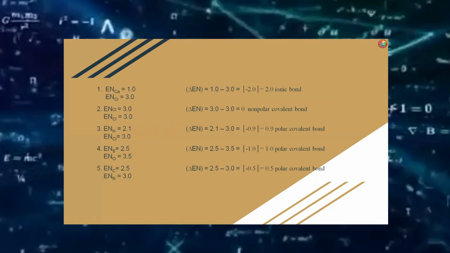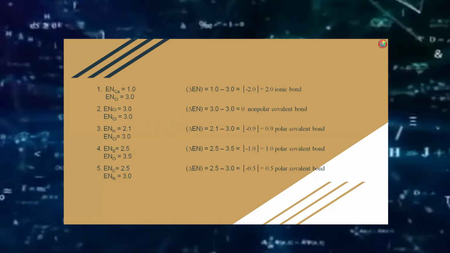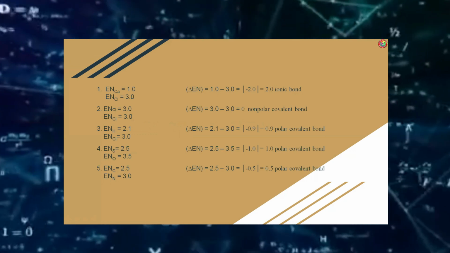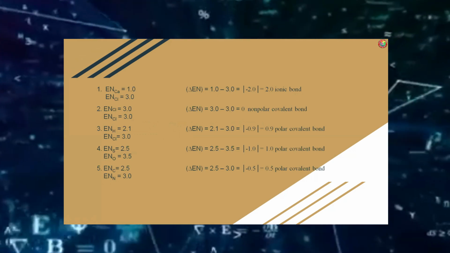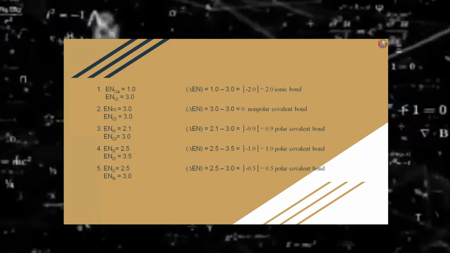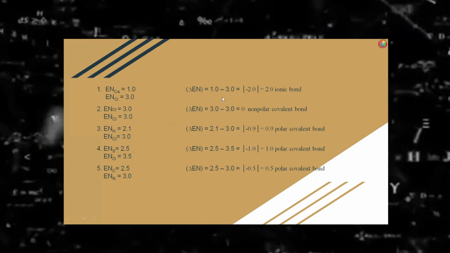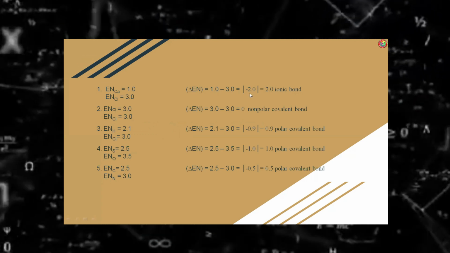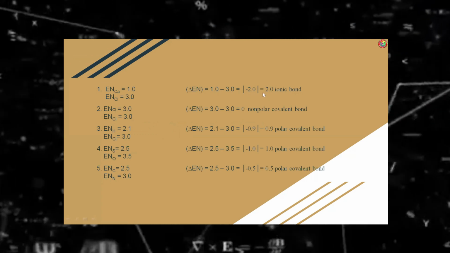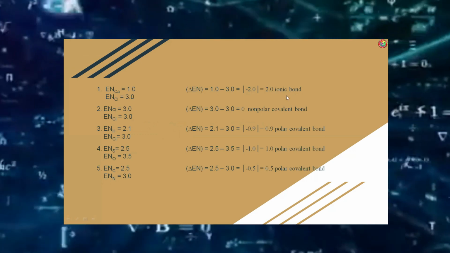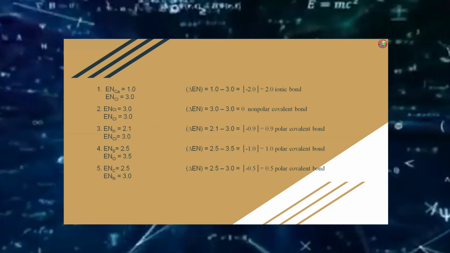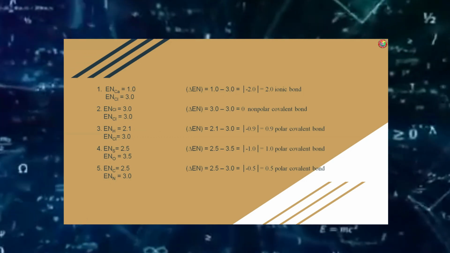For number one, the electronegativity of calcium based on the periodic table is 1.0. And of course, the electronegativity of chlorine is 3.0. Therefore, 1.0 minus 3.0 is equal to negative 2, or 2, therefore it's an ionic bond. The baseline is 1.7. Actually, the exact value is 1.67.